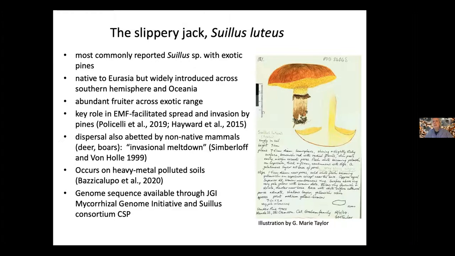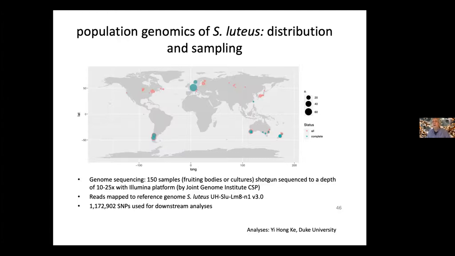We also know that Suillus is a highly adaptive fungus, particularly on soils that are polluted with heavy metals and otherwise stressful habitats. So obviously able to facilitate the growth of pines. And of course, we have genome sequences for suilloid fungi. So JGI has a high quality draft of the Suillus luteus genome. And with Yihong, we've submitted over 150 samples now, either from fruiting bodies or cultures of Suillus luteus samples that we've obtained from every continent except Africa. I don't have a data point here, although that's an interesting case.